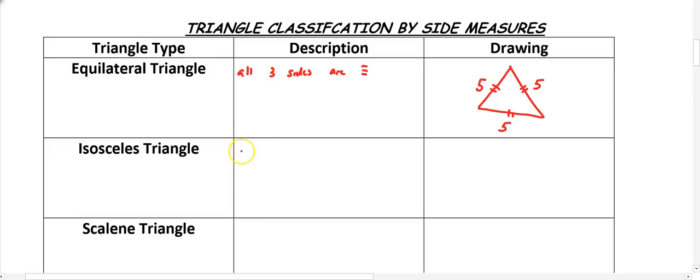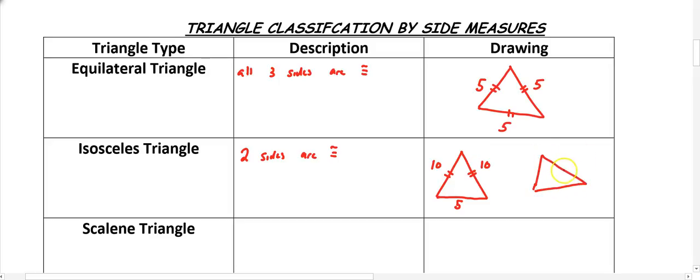An isosceles triangle, then, has two sides that are congruent. So in an isosceles triangle, it can look like this, where the legs are congruent and the base is a different size. Remember that the base does not always need to be on the bottom, so if I draw it looking more like a pennant, I still have an isosceles triangle with my base being 8.